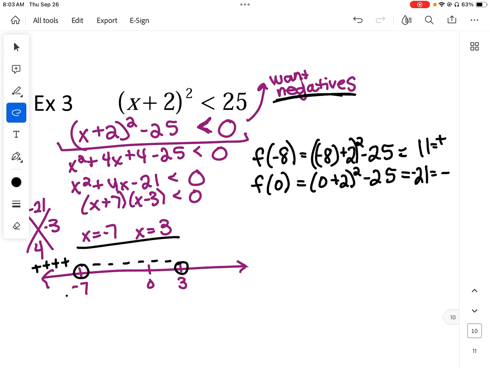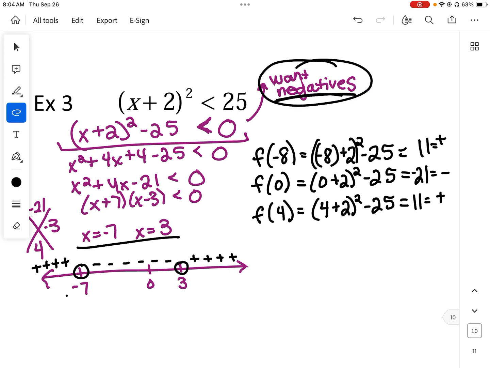All right, let's do above 3 now. So let's do f of 4. So 4 plus 2 squared minus 25. So it'd be 6 squared, 36 minus 25, which gives us a positive 11. So these are going to be positive. So what we want, remember, is the negatives. So we're going to shade in between -7 and 3 because of that. So our interval notation is -7 to 3 with parentheses.